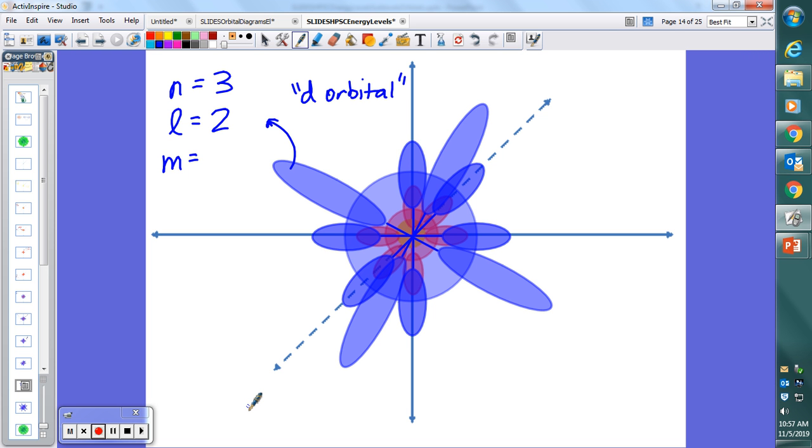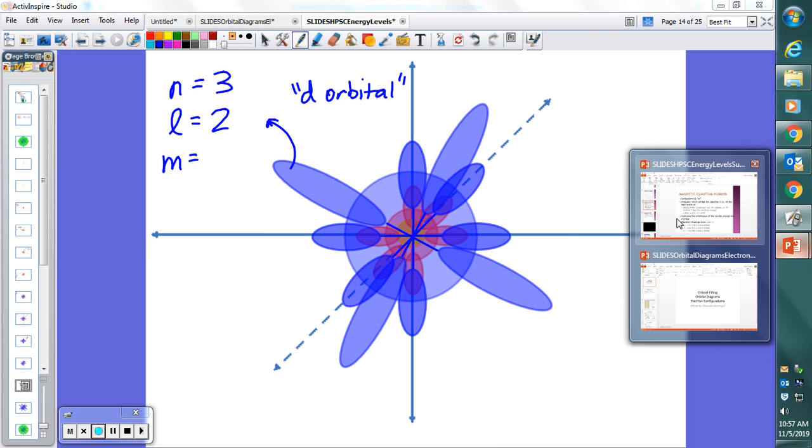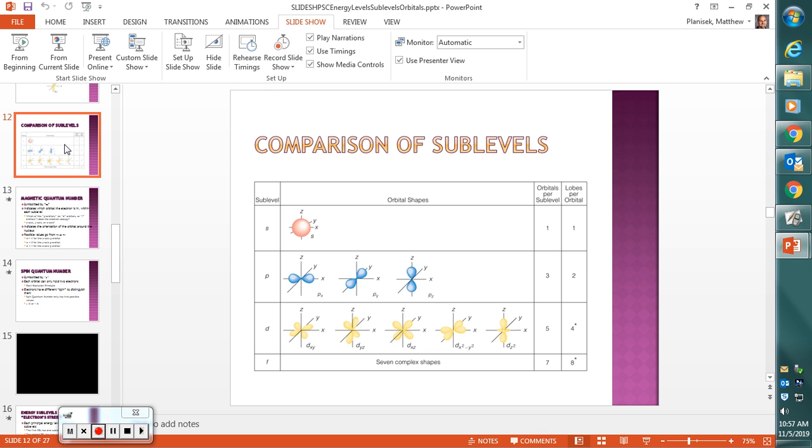What are the possible values for m for this d orbital? Chris? -2 to +2. So that means it could be -2 or -1 or 0 or 1 or 2. How many possibilities do we have for m for d orbitals? 5. And if you look back on your chart that is in your notes on page 2, how many d orbitals are there? 5.